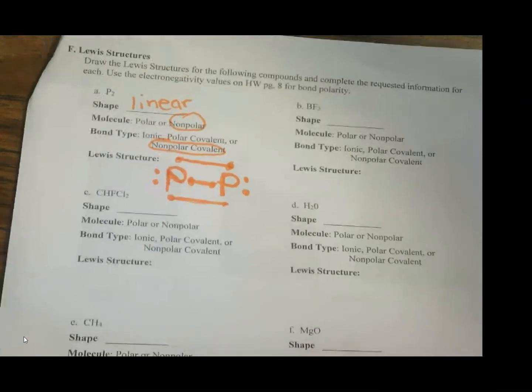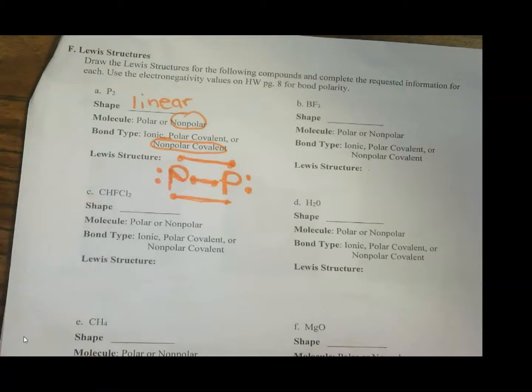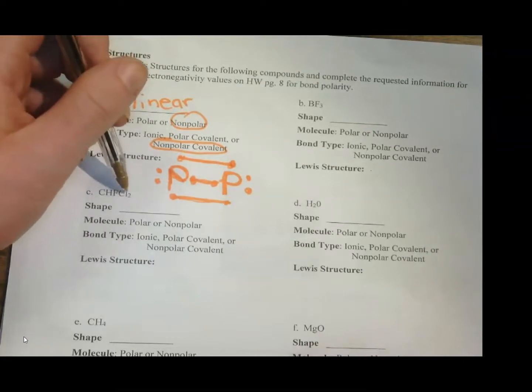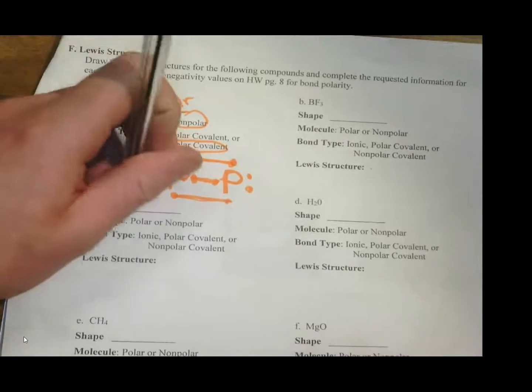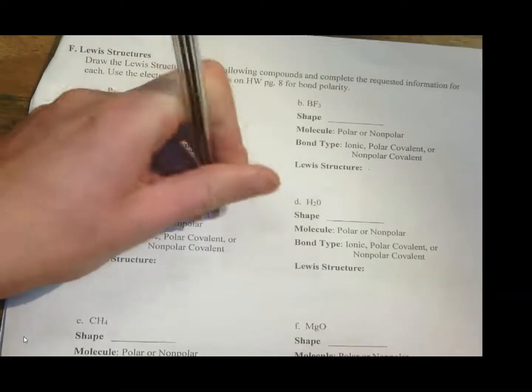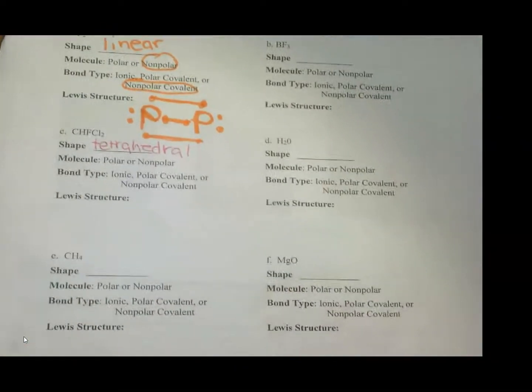Okay, let's do another one. I'm going to go ahead and do this one right here only because it's long and it's a more complicated structure. So my shape, I can count how many things are going to be bonded here. I've got 2, 3, 4. Okay, I know this is going to be tetrahedral just because I can count the number of atoms here. It's got to be tetrahedral because there's 5 atoms.